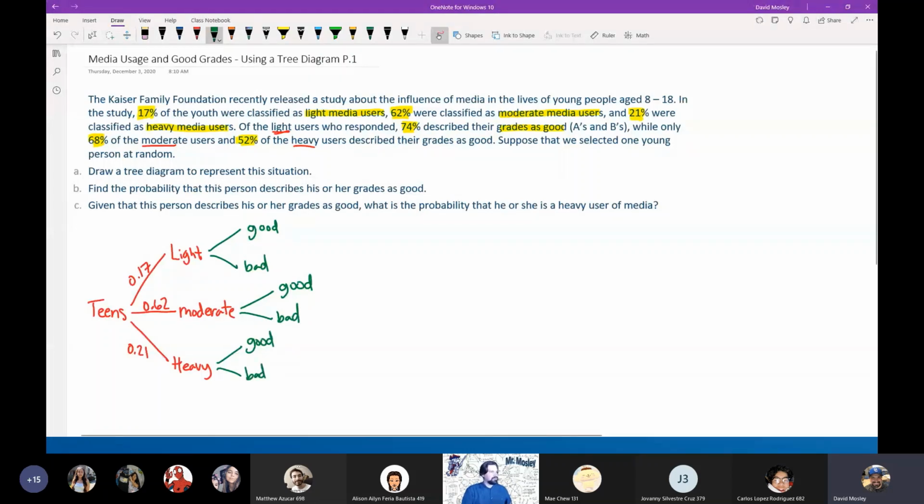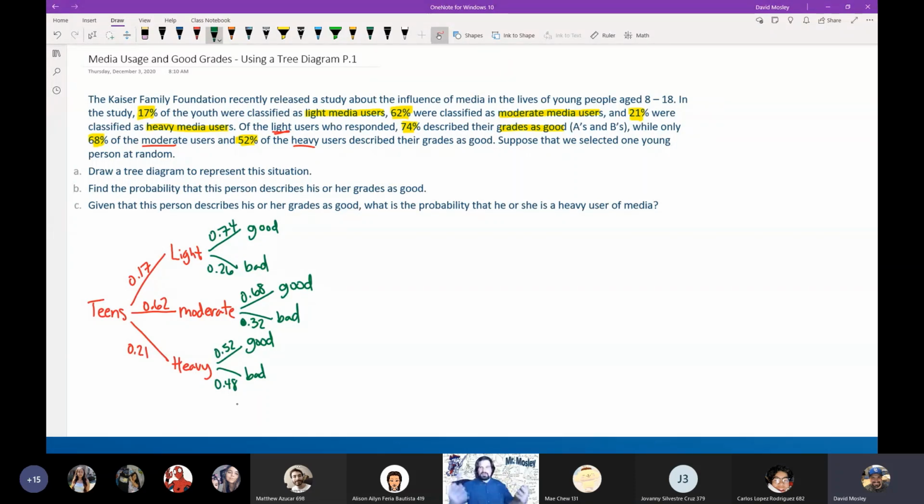Good and bad. So now the light users, 74% describe their grades as good. So we have 0.74, leaving 0.26 for bad. We have 0.68 of the moderate users for good, which leaves us 0.32 for bad, and then 52% for heavy, leaving us with 0.48 for bad. So this is our tree diagram.